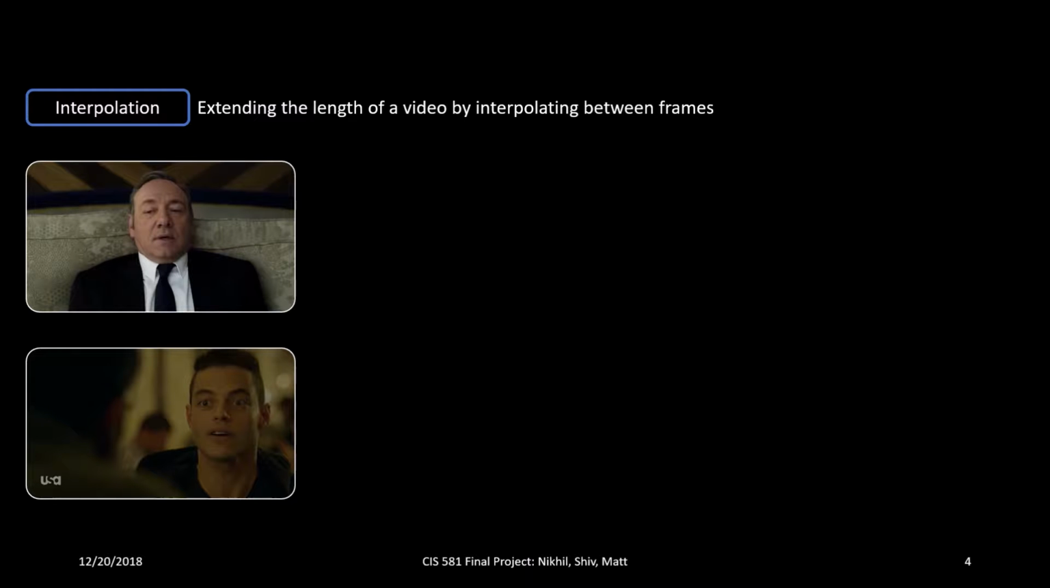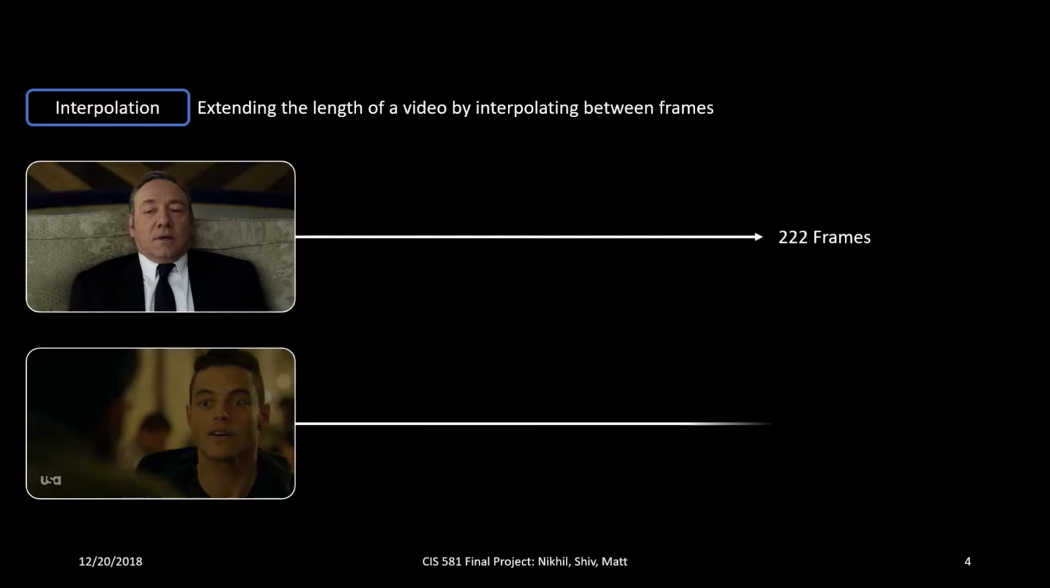Interpolation is a step that's not always necessary. The target video is assumed to be of desired length. So if necessary, we extend the length of the source to match the target. To do that, here the source is Frank Underwood, the target is Mr. Robot, and at the beginning, the source is shorter than the target by a few frames. So all we do is use a weighted average to lengthen the source to be the same length as the target.